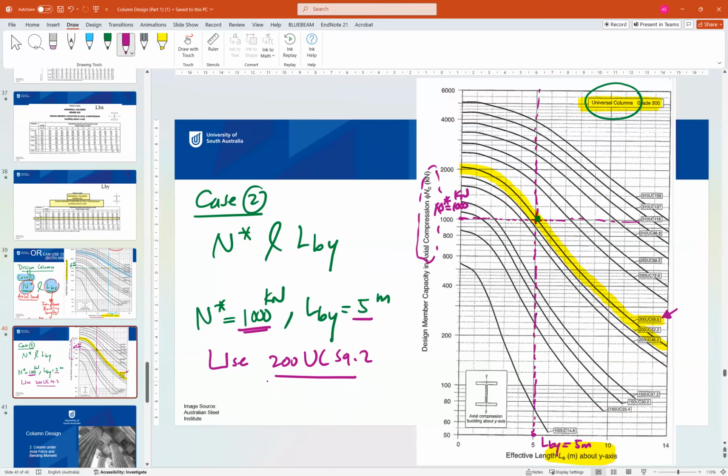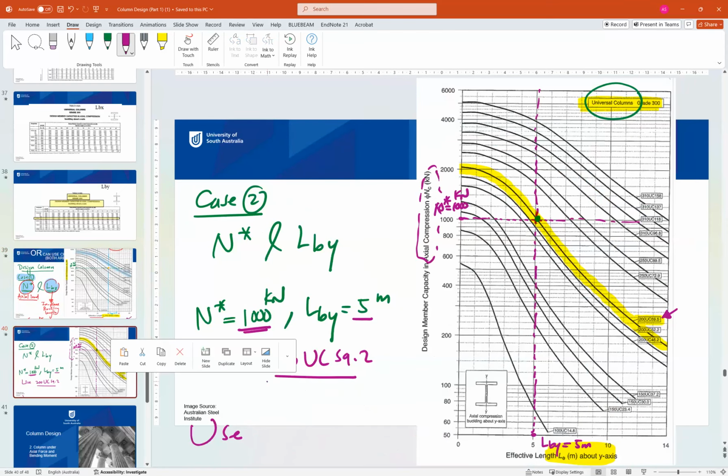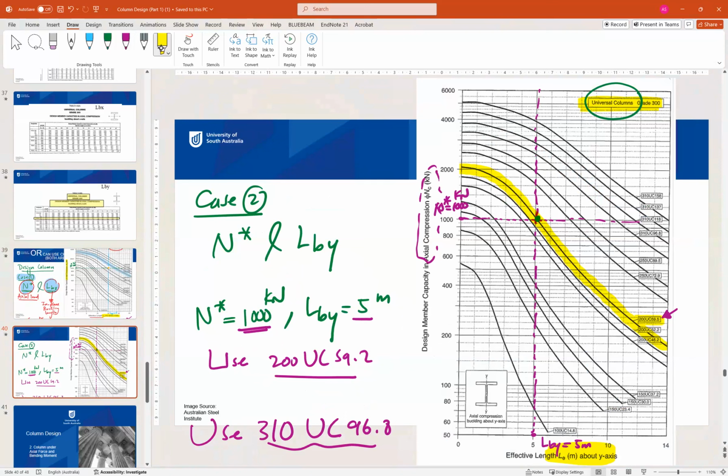So which column to use? The final design is the biggest one. Use the one from this case. So we use 310 UC 96.8. Actually, this is the one we used in the previous step. So it is satisfying because it is above this curve. So this curve is okay. So our final design will be this one here.